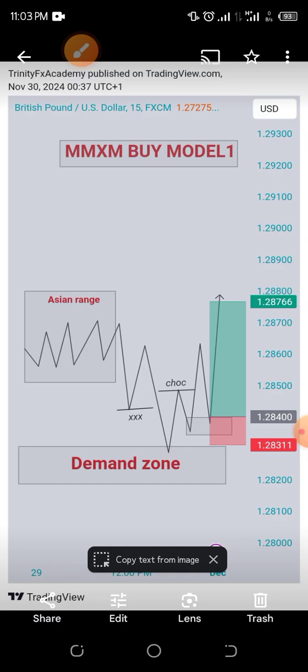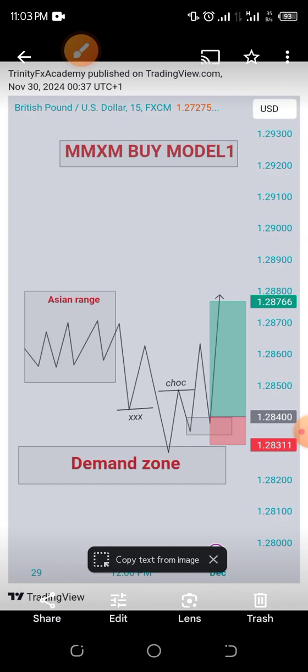So the market gave us a market maker model for a buy setup. Okay, but I missed it. I didn't take it. But I just want to show you guys what I would have done if I was online. When the setup happened, I actually placed a buy limit on that trade, but I missed it totally just by a few pips. But the trade was a good one, so I just thought to still show you guys so you can learn from it.